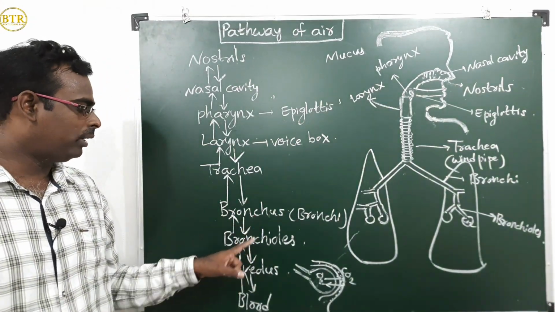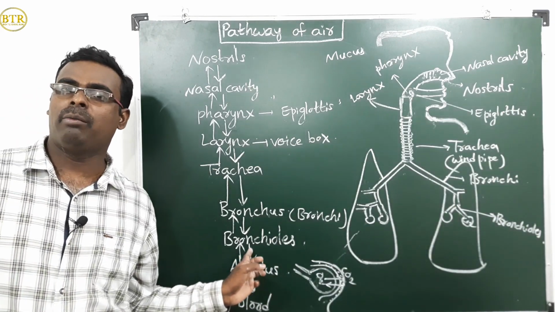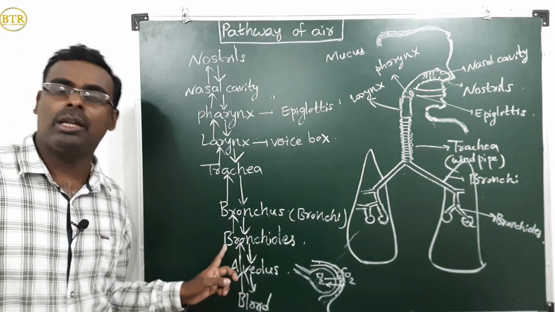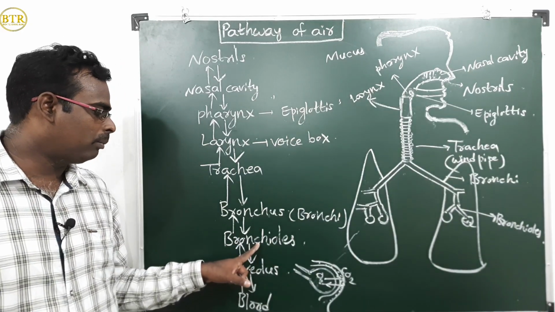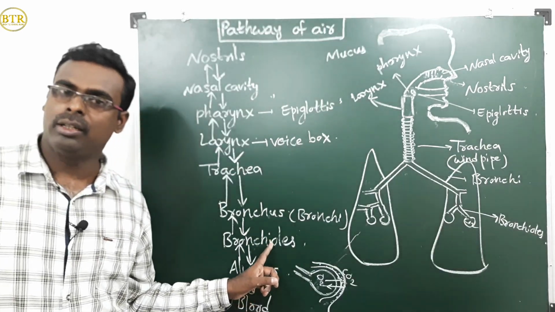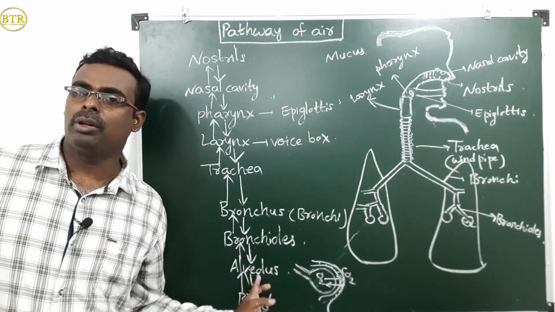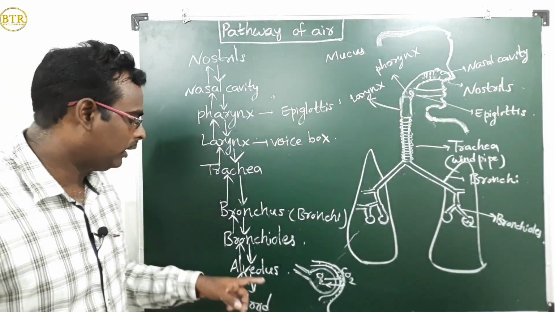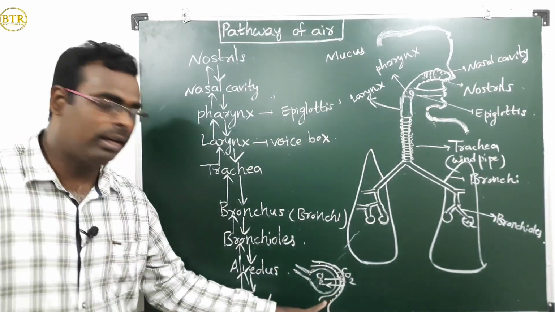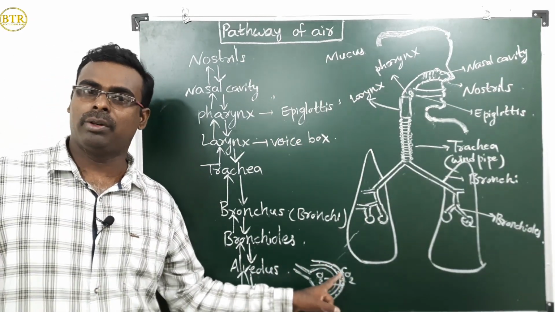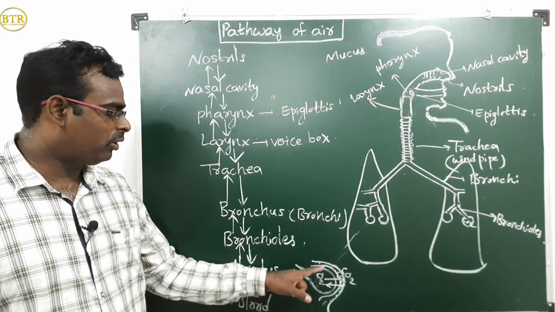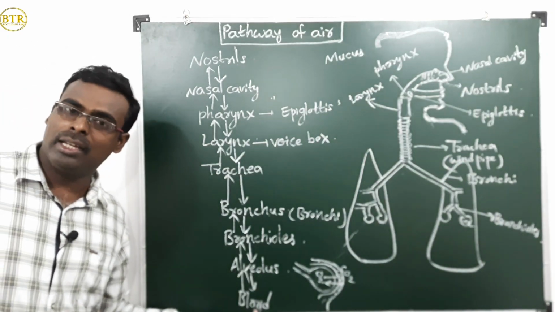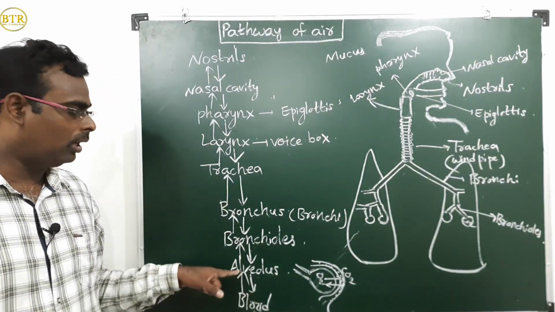Next, the bronchus divides into smaller and smaller branches. These branches are called bronchioles. At the end of each bronchiole, a sac-like structure is present, called the alveolus. Alveolus is the singular, alveoli is the plural. Next, the alveolus is surrounded by a blood capillary. Inside the blood capillary, blood is present. So now oxygen is moving from the alveoli to the blood. Then what happens? Whatever carbon dioxide is there in the blood enters into the alveoli.